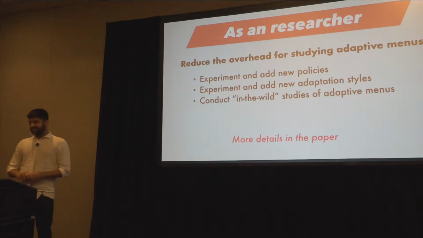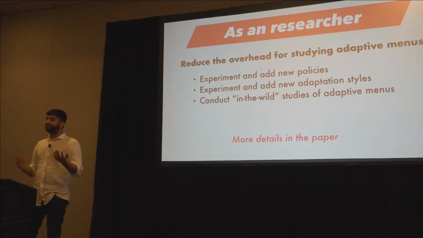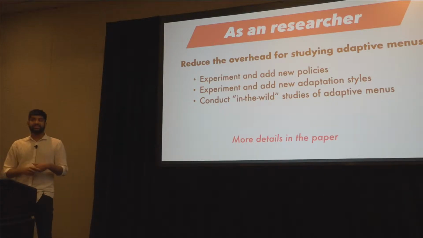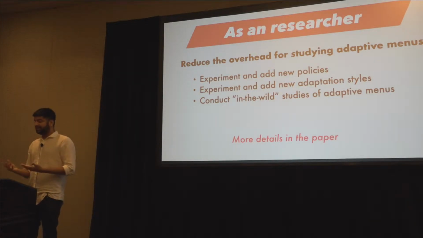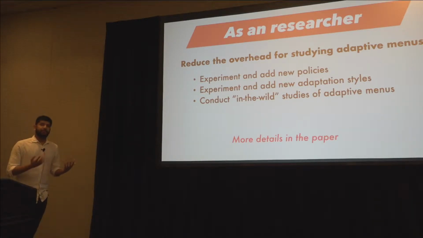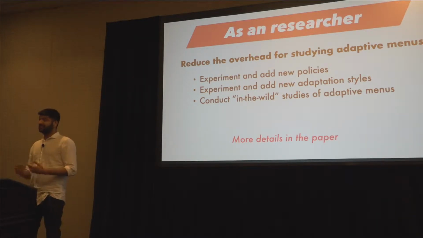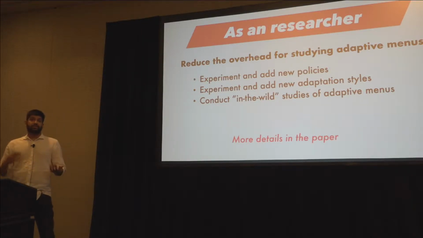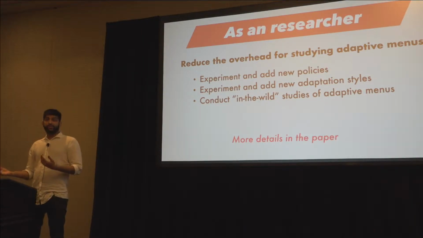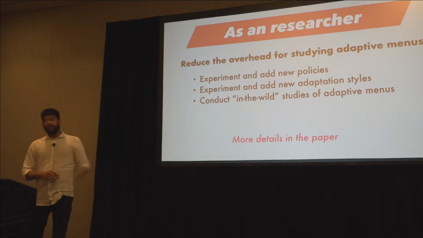And finally, as a researcher, what many of us do is try to create new types of policies, new styles, and new interaction techniques for making menus adaptive. So SAM provides a framework where researchers can experiment and add new policies. We've already implemented a set of 5 to 6 policies, but you could easily extend them by figuring out what kind of data you want to use for logging and how you would process this data to compute scores for each element. Or you could experiment and add new adaptation styles.